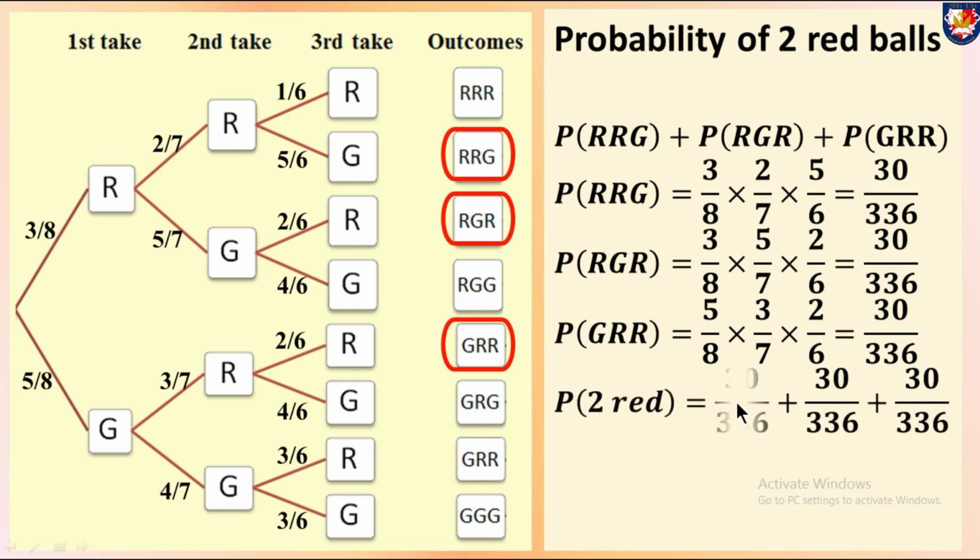So the probability of getting 2 red balls is actually 30 per 336 plus 30 per 336 plus 30 per 336. It is equal to 90 per 336, or if you want to make it simpler, it is equal to 15 per 56.